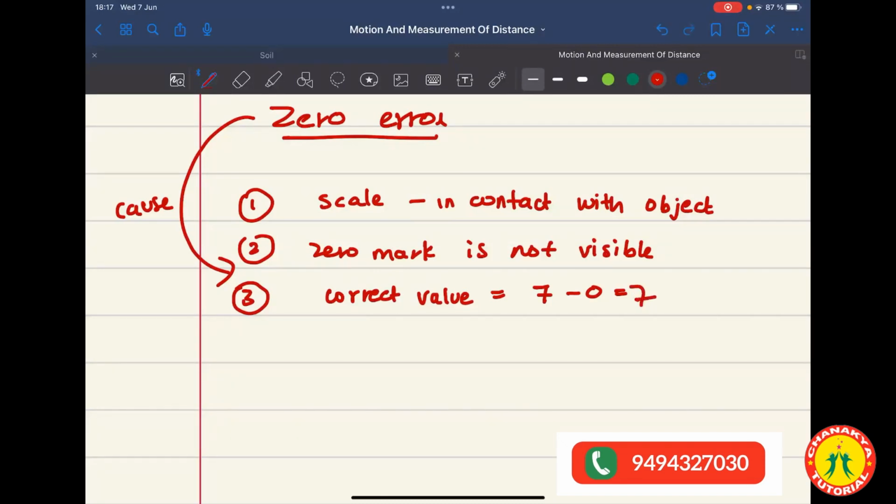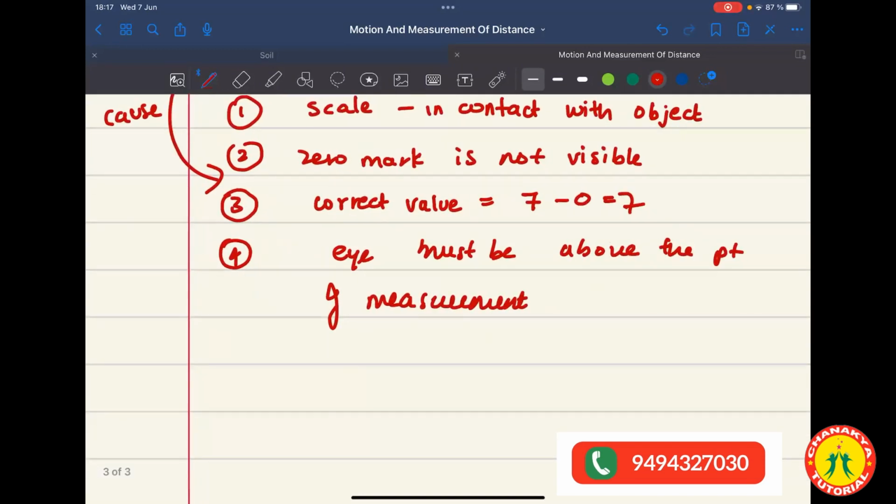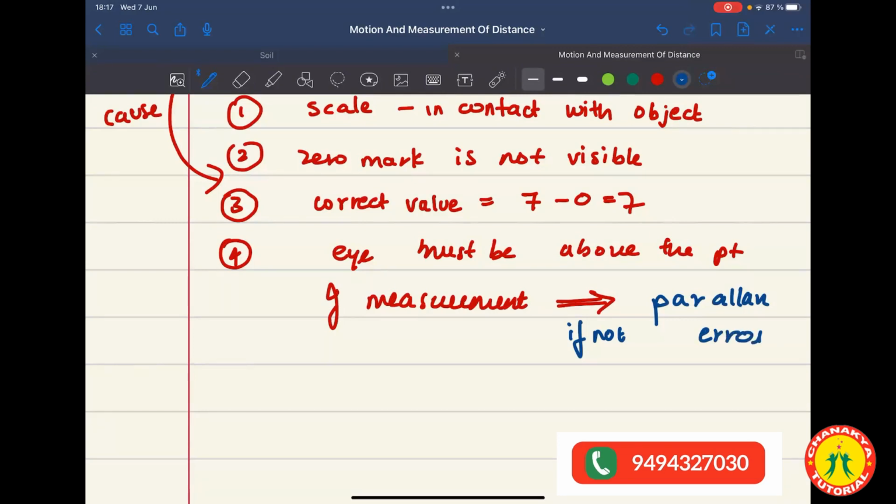Okay, so while measuring, where must the eye be placed? Above the point of measurement. So if the eye is not above the measurement point, what error will it lead to? Parallax error. Why I'm taking this portion again is because it is very important. Now let us see what parallax error is.